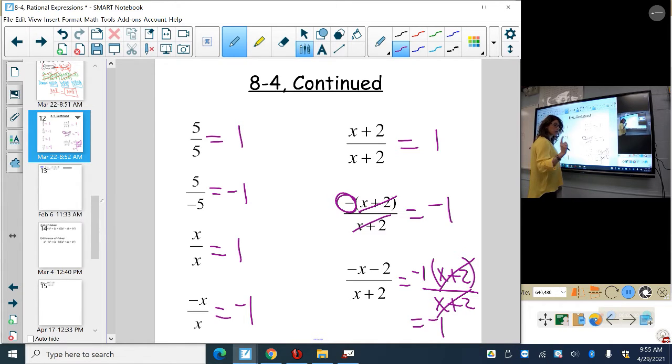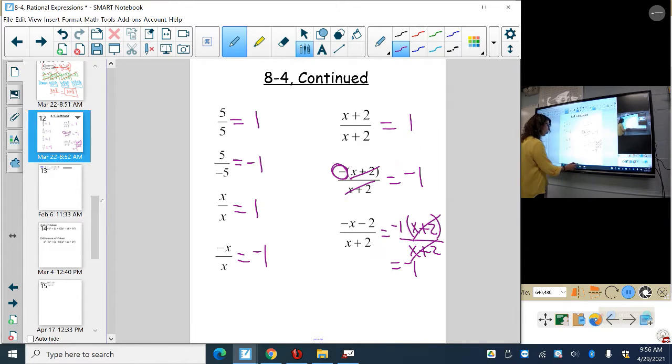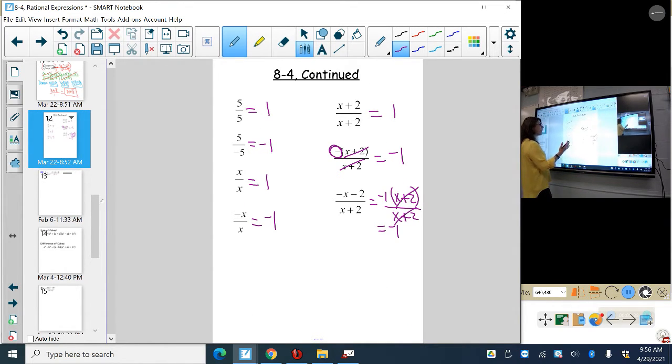Here's what I need your brain to understand. When they look exactly the same, but everything at the top has a different sign than everything at the bottom, it's going to cancel out to give you -1. But both terms must be opposite. If both terms are not opposite, then you can't cancel them out to get you -1. -x, positive x, -2, positive 2. So, what do I mean by that? An example.